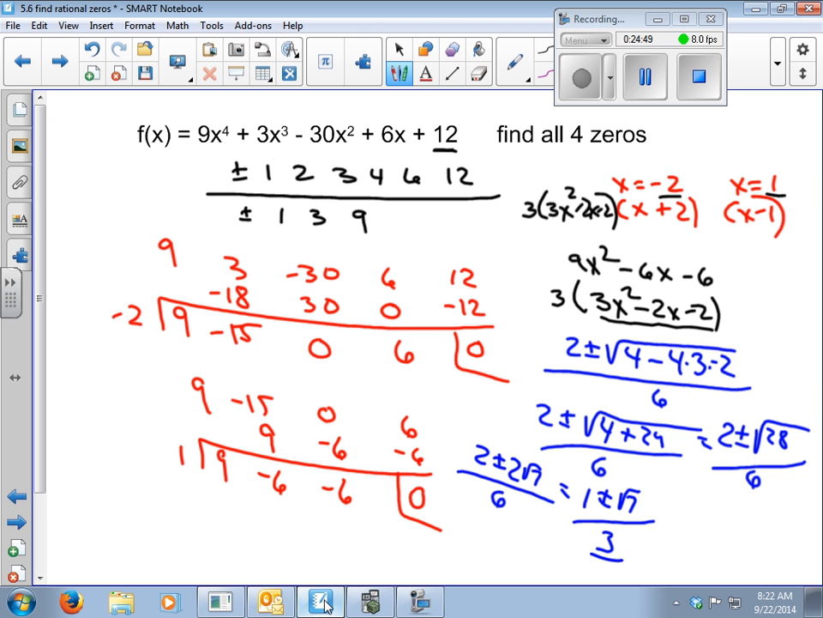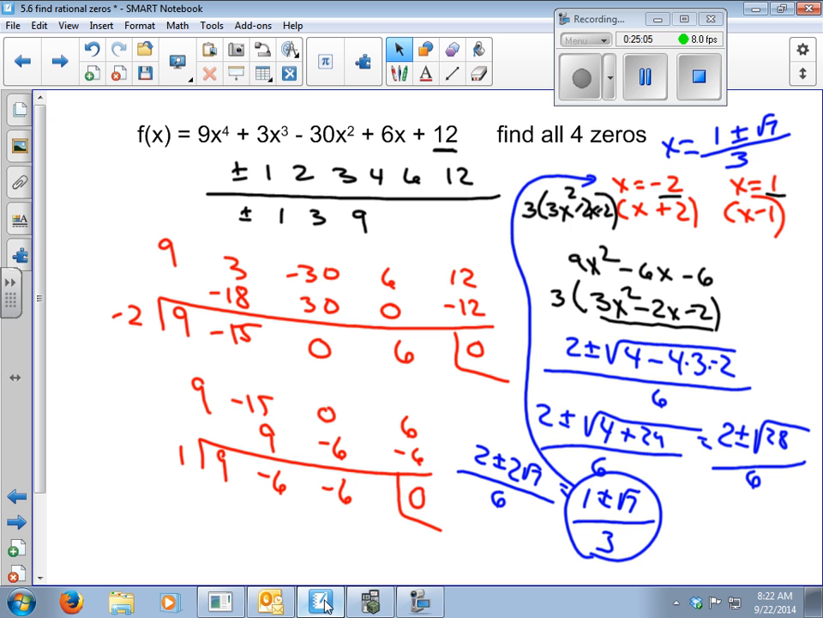So my 4 solutions to this equation are x equals -2, x equals 1, and x equals 1 plus or minus the square root of 7 over 3. 4 solutions, only 2 of them were rational, and the complete factorization, if they asked for it, would be right here.